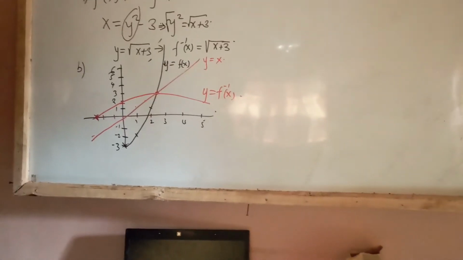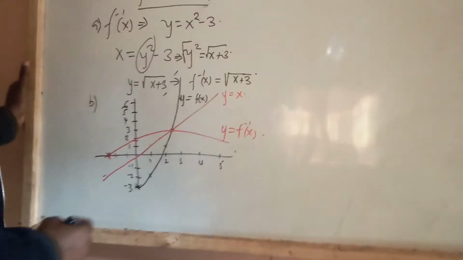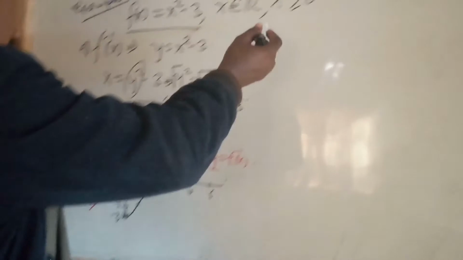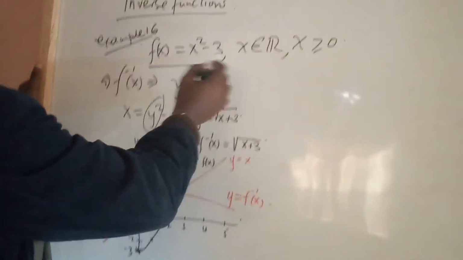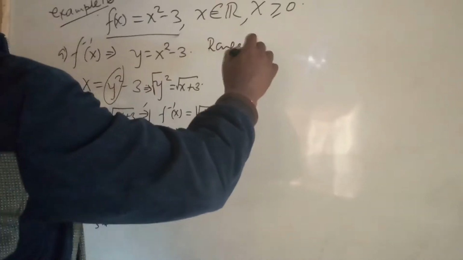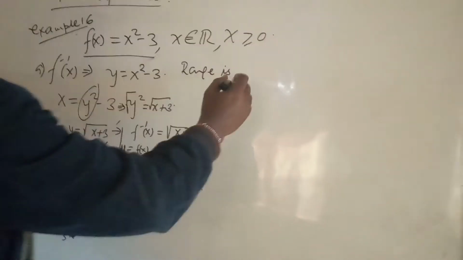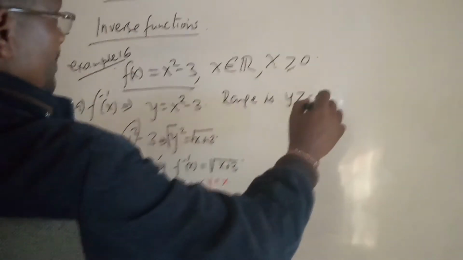You do not have to, but even if you wanted to plot it, you would use the first domain, or rather the range. The range is, when the domain is 0, the range is y greater than or equal to -3.